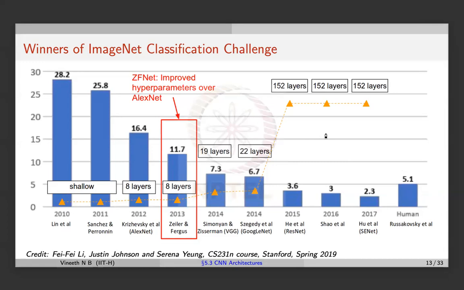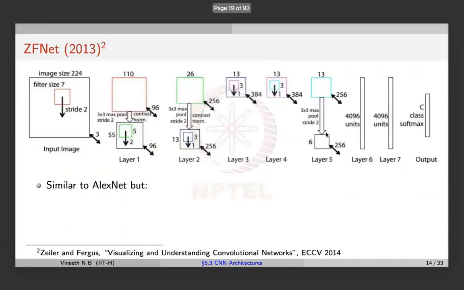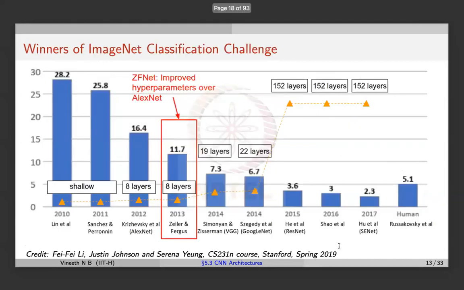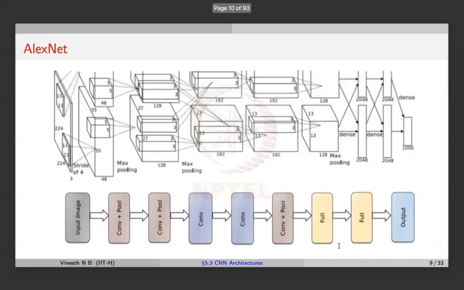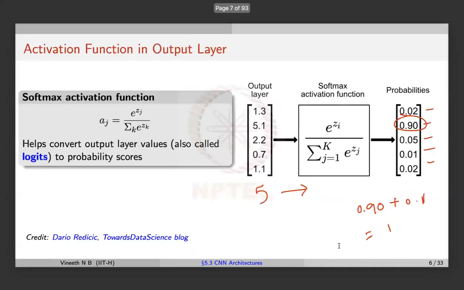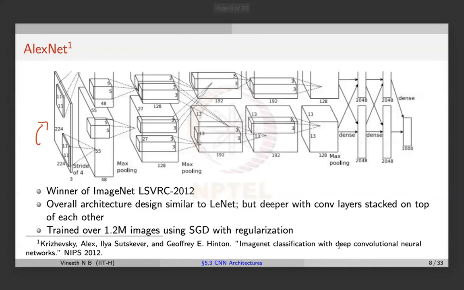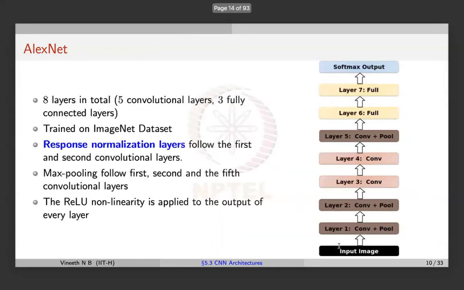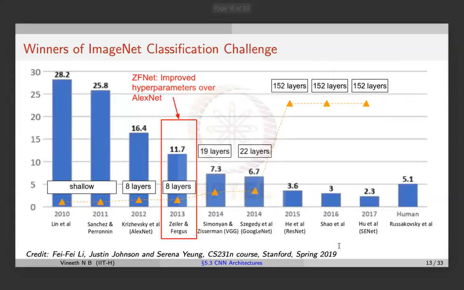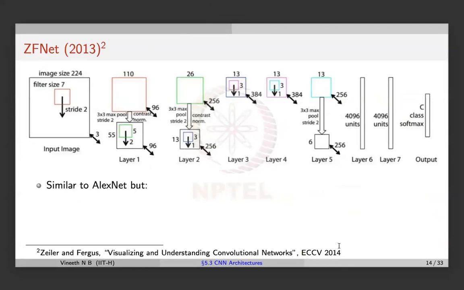If you look at ZFNet, it is named after Zeiler and Fergus, and they developed this model in 2013, and it was published in ECCV 2014. What it did is that it was the same as AlexNet.